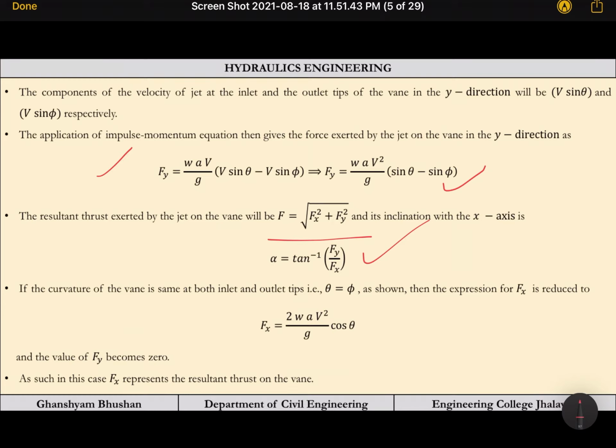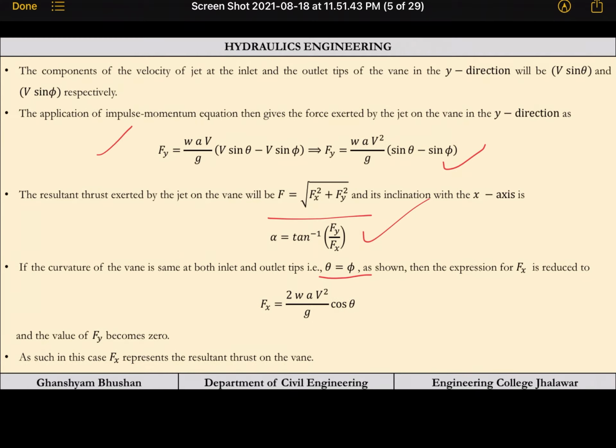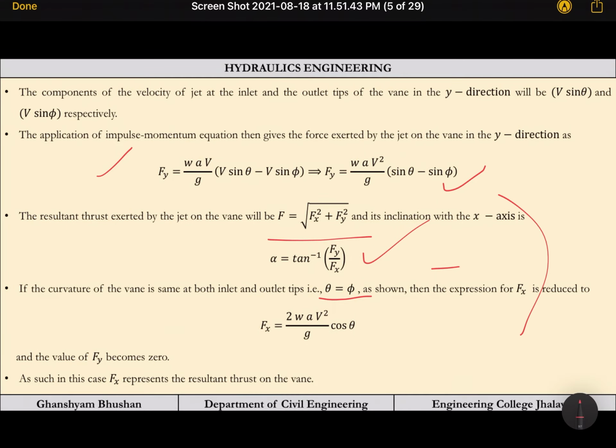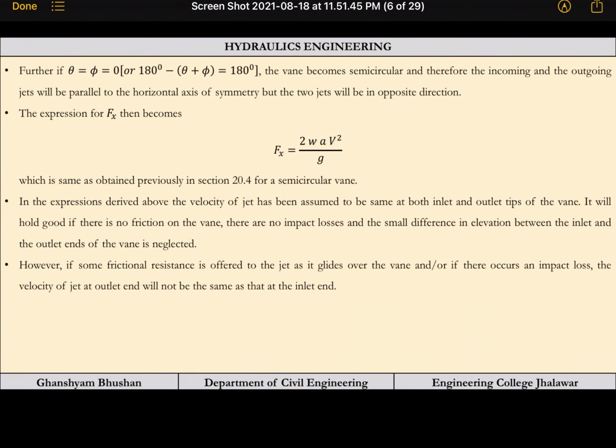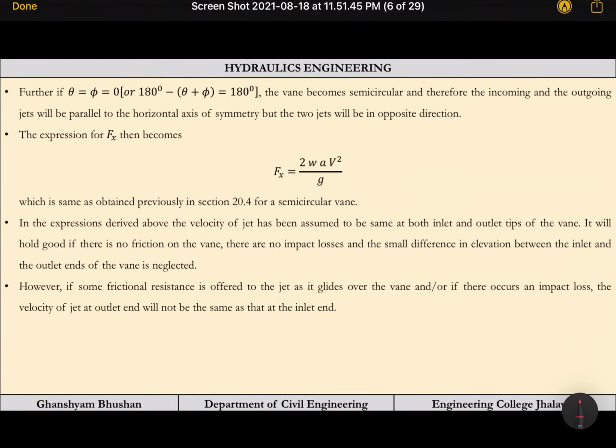If the curvature of the vane is the same, that is theta is equal to phi, you will get the previous case. Not exactly the previous case, but the deflection angle will be the same, because in that case the jet was hitting at the center and here it is hitting at one of the ends. Okay, so if theta is equal to phi is equal to 0, it will become the semicircular case. This we have already seen, that F will become 2 times whatever we get from the flat plate.